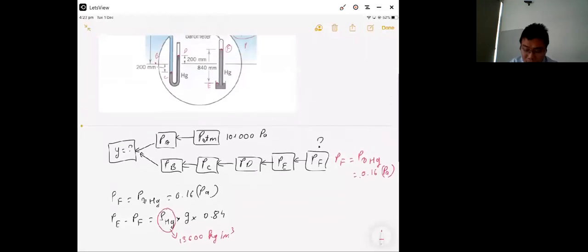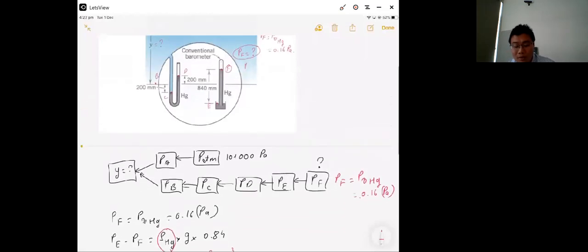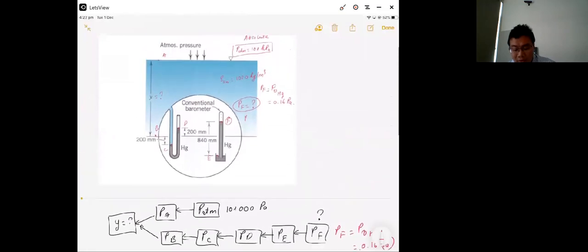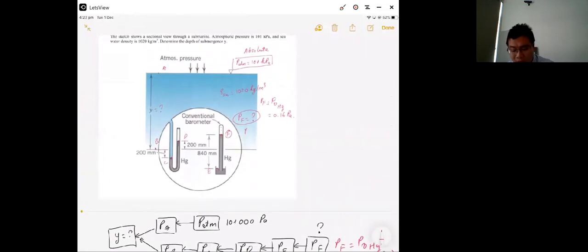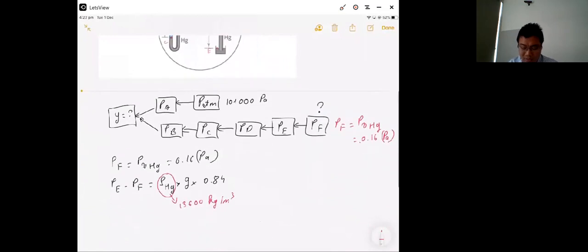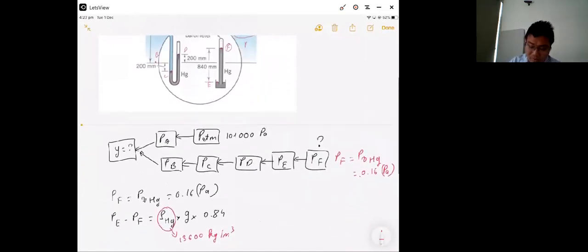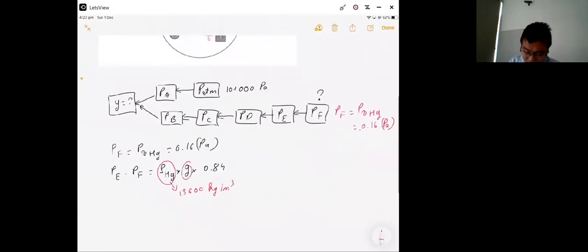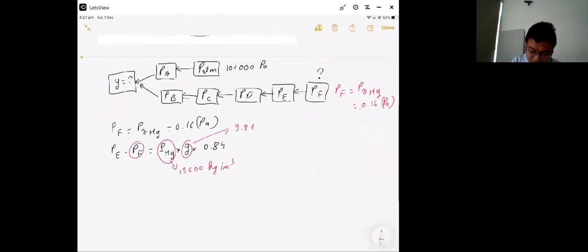So be careful. Between E and F, we have mercury, not water. The density of seawater is just 1,020, but the density of mercury is 13,600 kilogram per meter cube. It's very high compared with the density of water. So remember that between E and F is mercury, Hg, not water. And g is 9.81 gravity. From this equation you can find PE.